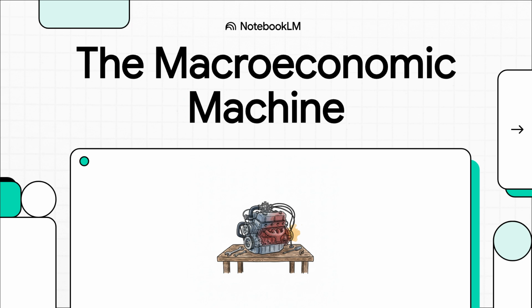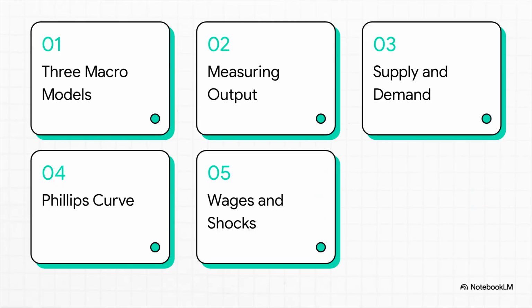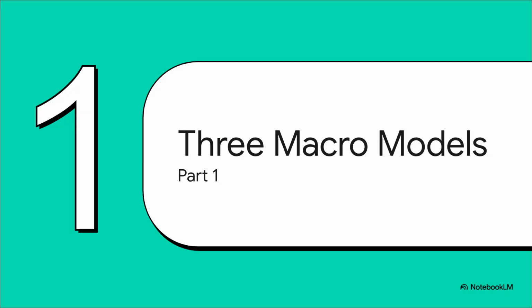Welcome to this explainer, where we're going to decode the massive macroeconomic forces shaping our daily lives into a highly structured, easy-to-follow masterclass. Today, we're literally taking the entire global economy, placing it on the workbench, and examining exactly how its gears turn. To do that, we've broken today's agenda down into 5 core mini-classes. We'll start with the 3 macro models, move into measuring economic output, tackle aggregate supply and demand, explore the Phillips curve trade-off, and finally wrap up with sticky wages and economic shocks. So, jumping right into part 1, the 3 macro models.